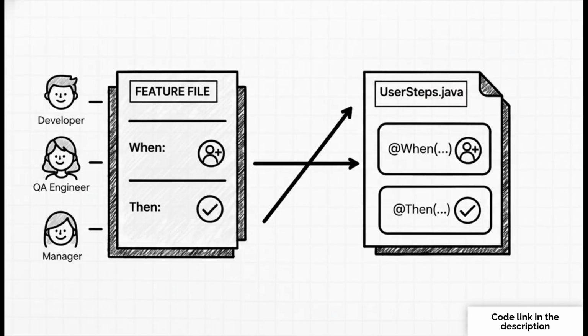And here is where it all comes together. This is our Gherkin feature file. It's written in a plain English format that anyone, developers, QAs, product managers, can read and understand. The when and then steps you see here are linked by annotations directly to the methods in our UserSteps class. So that line, when I create a user named Johnny, it maps directly to the @When I create a user named string annotation in our Java code. This is the absolute core of behavior-driven development, a living, executable specification of your system's behavior.